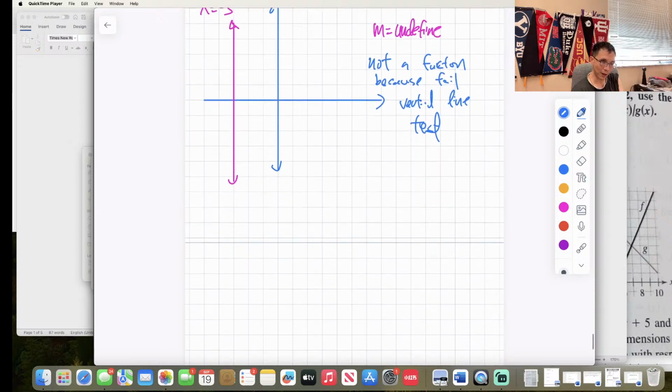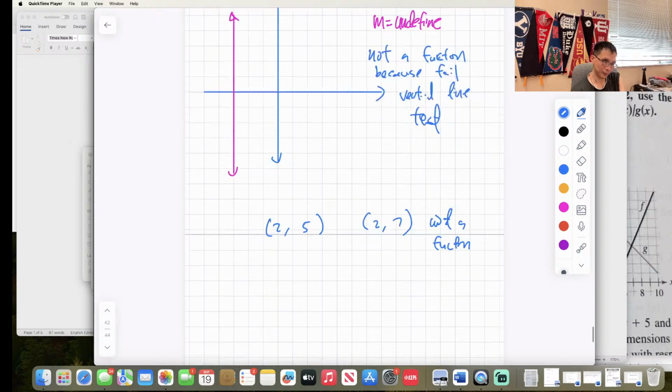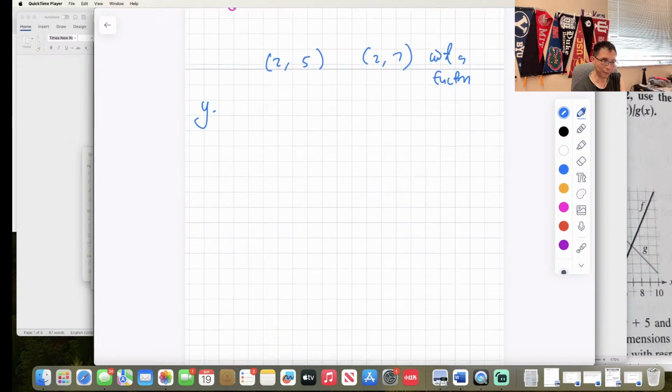For example, is this a function if I have those two coordinates? Is this a function? No, because I have one input and two different outputs. This is not a function. All right. How to graph y equal to 2/3 x minus 2. It's not negative two, so we could go to next three.